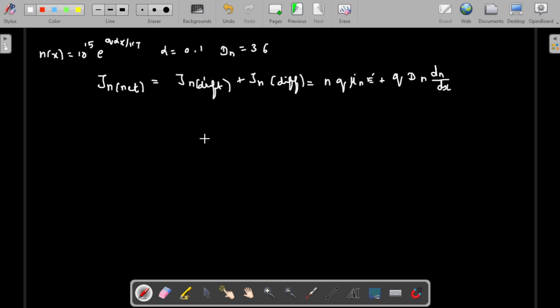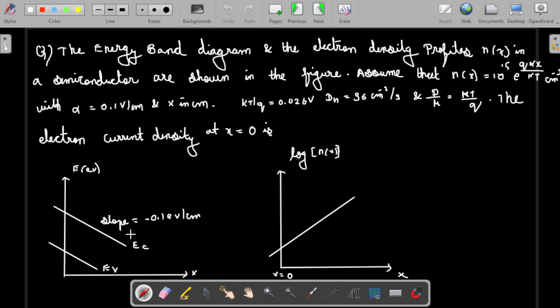So first of all, let's find out E. From this graph, we can clearly see there is a slope. From this slope, we can calculate the E. So we know that the electric field is directly proportional to 1 by q dEc by dx. This one we have seen in the last class.